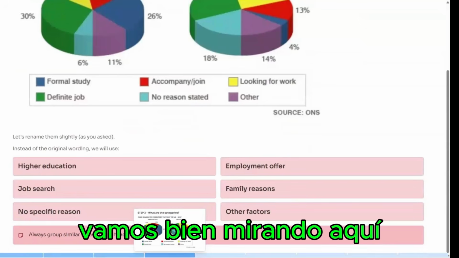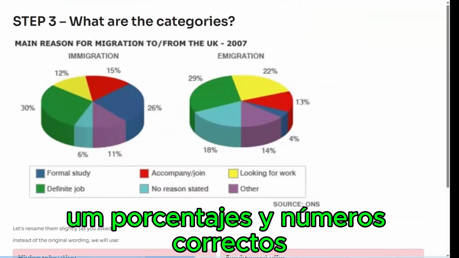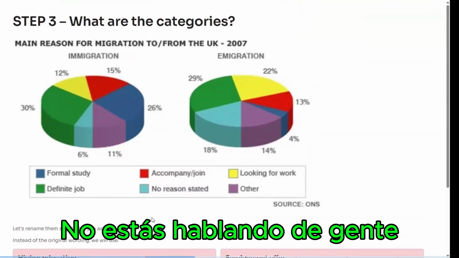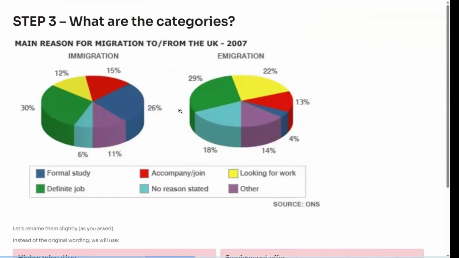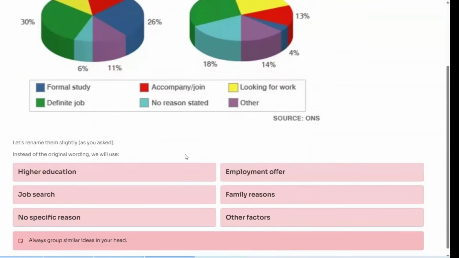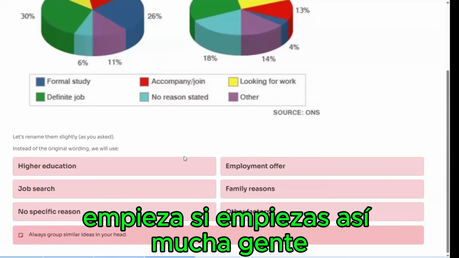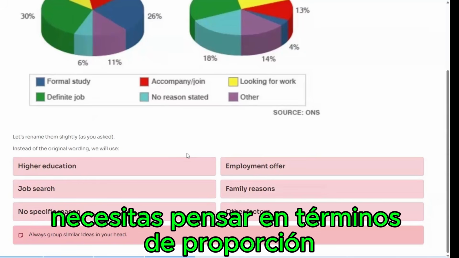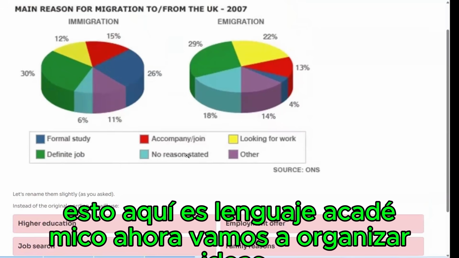Let's go, okay? Looking here. Percentages and numbers, right? You're not talking about people. You're talking about percentages. That changes everything. If you start like that, saying many people, you've already started wrong. You need to think in terms of proportion. This here is academic language.